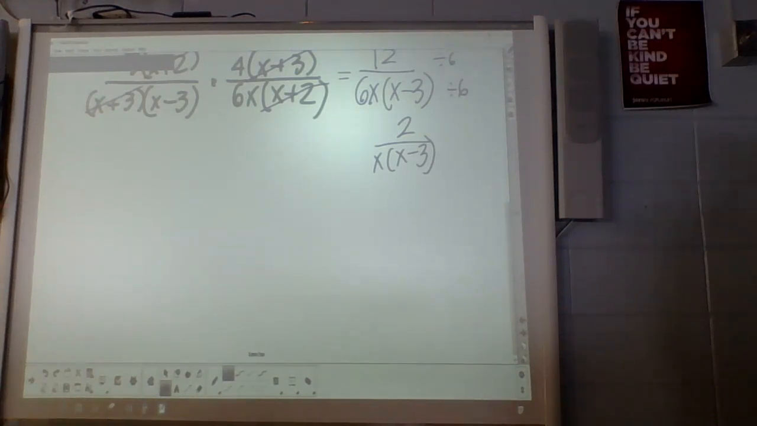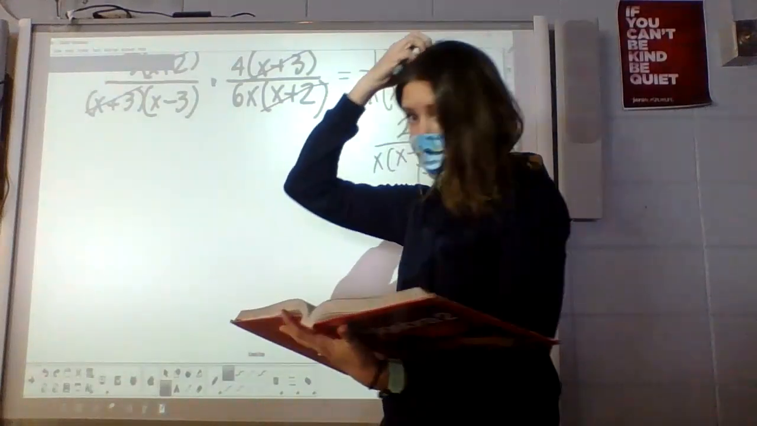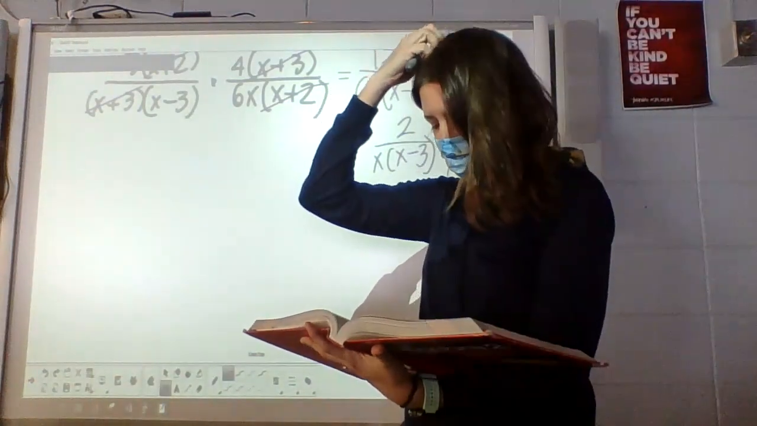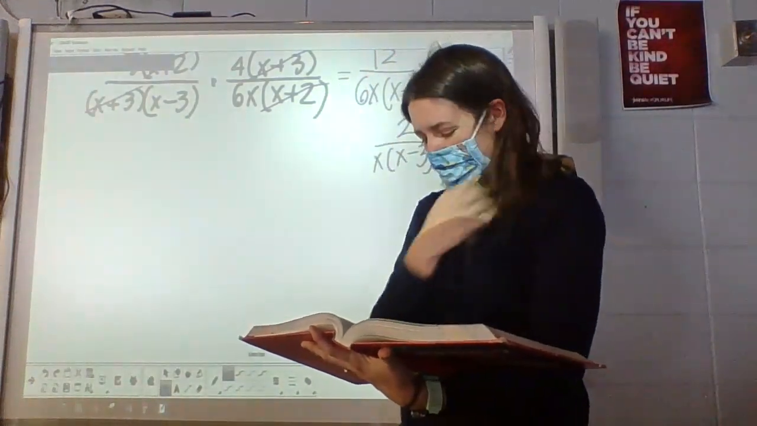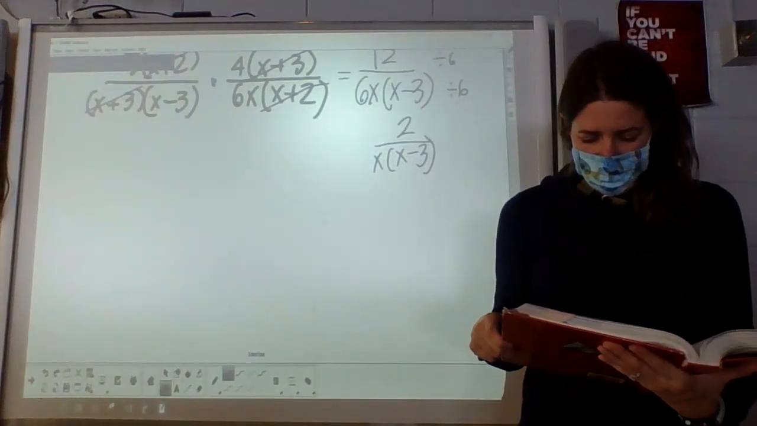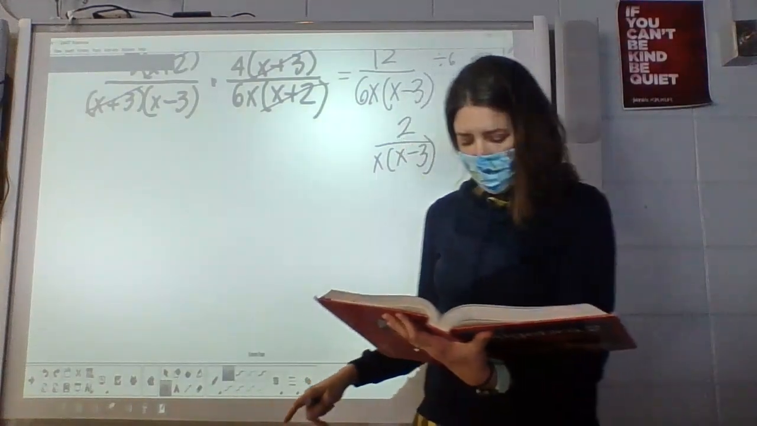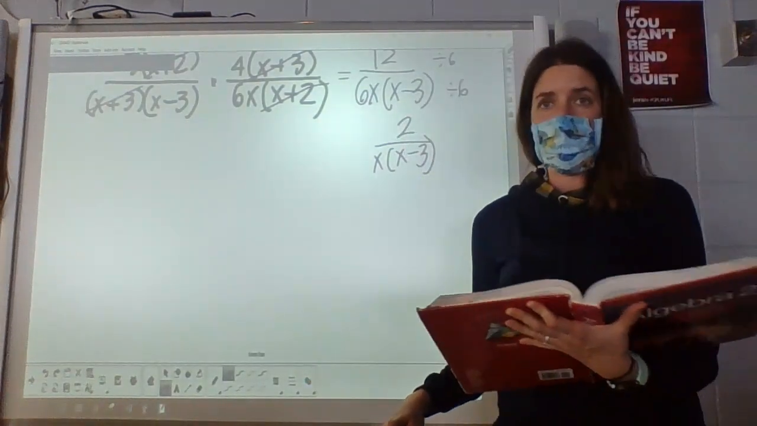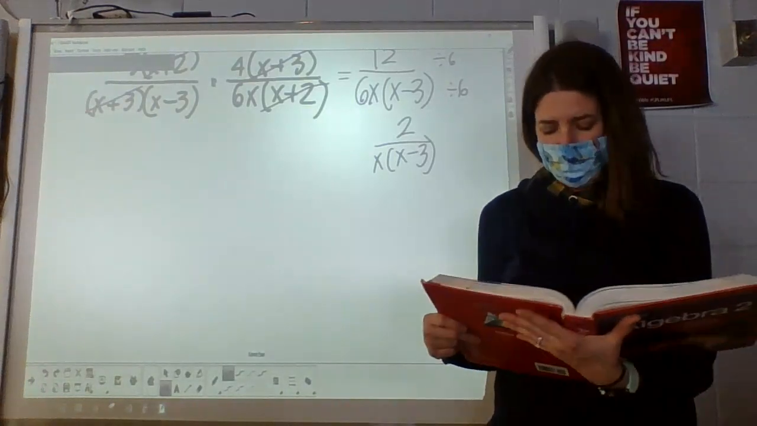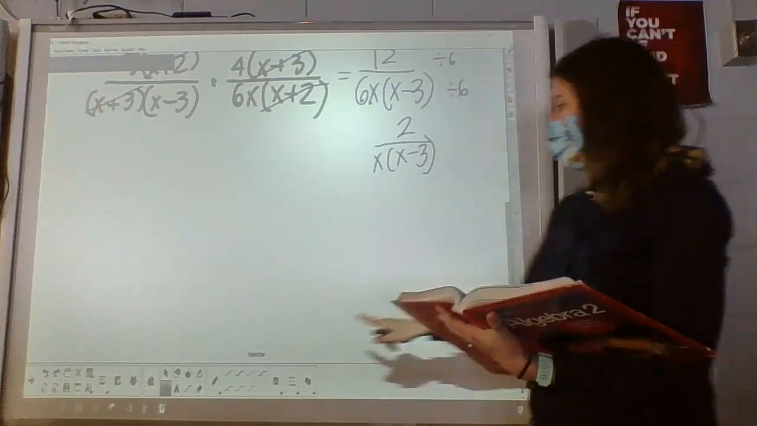A lot of you got to this point, and then I said we still need to do something else. Each of these can be divided by 6, the 12 and 6. So it becomes 2 over x times x minus 3. If you want to distribute that in, you can, but you don't have to. So that was multiplying and dividing. I'm going to move on to addition and subtraction. But know that with multiplying and dividing, we are going to practice a little bit more tonight.